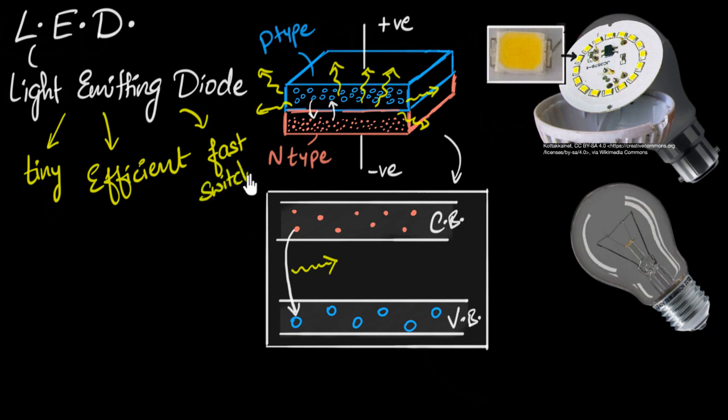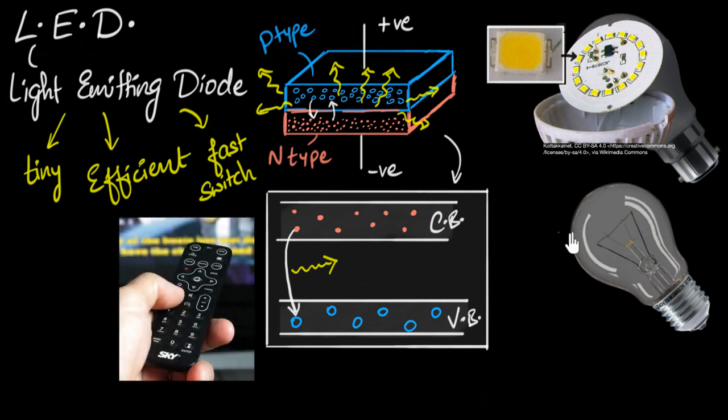Now you may be thinking, why should I care about fast switching? Well, that is super important when you want to communicate using light. Let me give you a very common example that you might be familiar with, your TV remote. How do you think your remote communicates with the TV? The way it happens is there is a tiny bulb over here, and that's not a bulb, that's an LED. And every time you press a button, the LED switches on and off in a particular fashion. So pulses are sent to your TV.